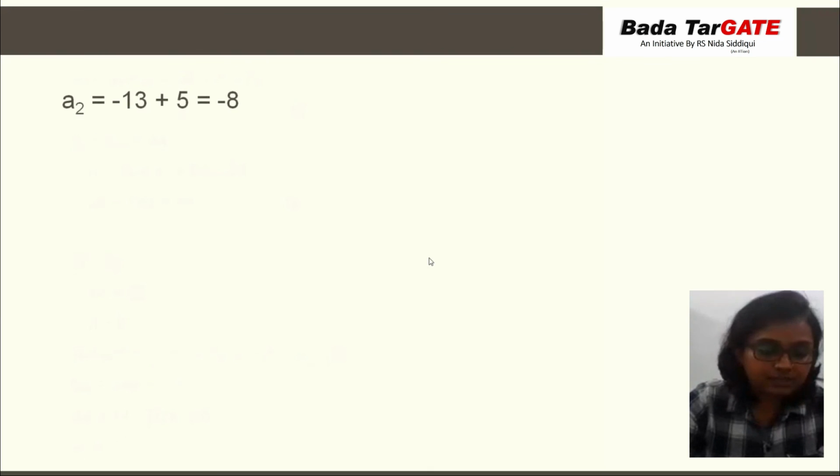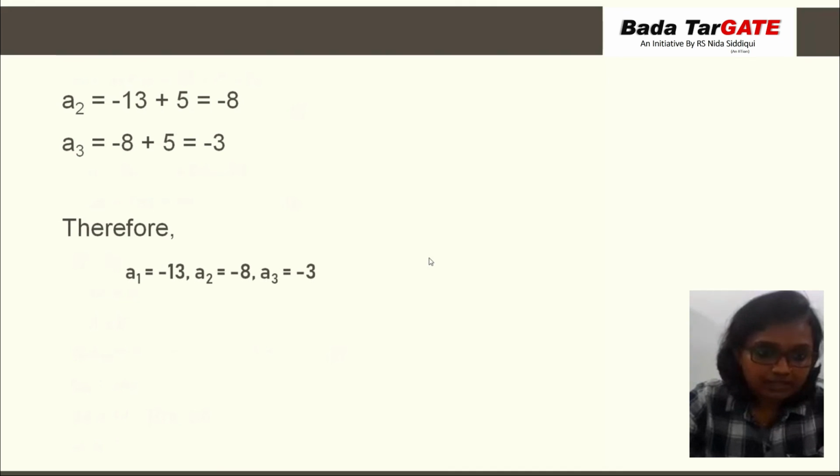So we got the first term of the AP, which is minus 13, and we now know D, which is 5. So A2 will be minus 13 plus 5, which is minus 8, and A3 will be minus 8 plus 5, which is minus 3. Therefore, A1 is equal to minus 13, A2 is equal to minus 8, and A3 is equal to minus 3. This forms the AP.